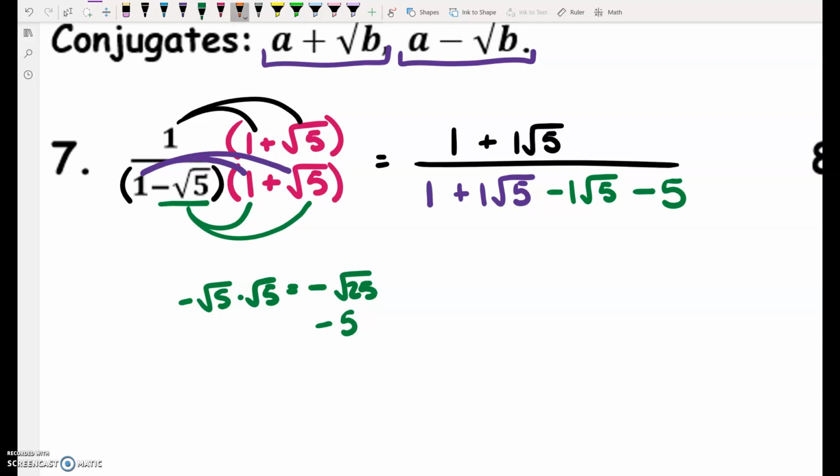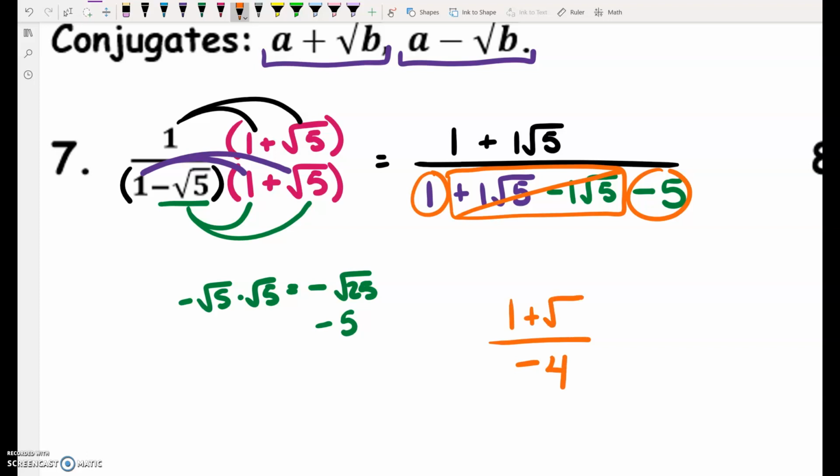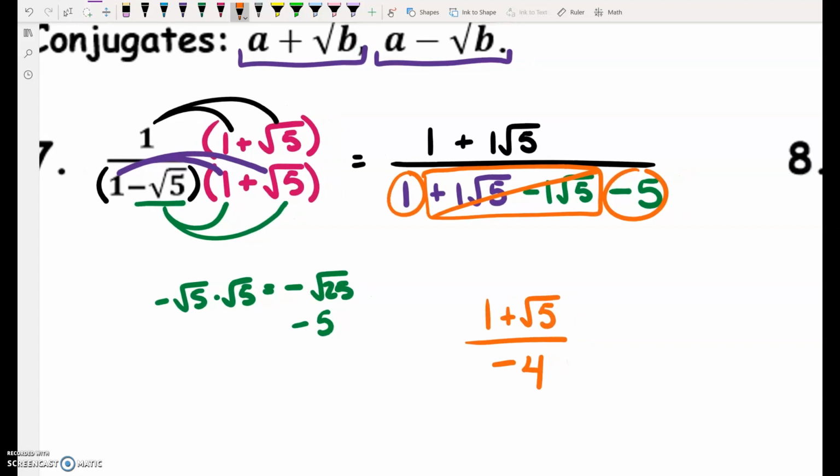Now let's look at what we've got under here. What do you notice about these two? They would cancel each other out. So all we have on the bottom is 1 minus 5. 1 minus 5 is negative 4. So here's our answer so far: 1 plus the square root of 5 over negative 4.